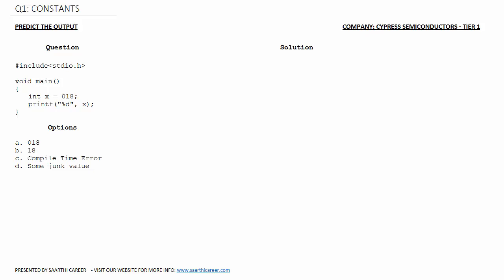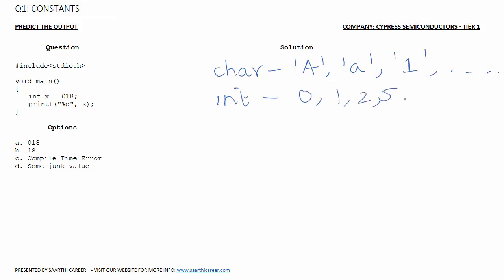Now to solve this question we have to go back to constants, the very basics of any programming language, and I'm sure most of you already know about it. Some of the different types of constants: we have character constants, which is nothing but capital A, small a, 1, and so on. Then we have integer constants, which is nothing but digits 0, 1, 2, 5, 10, 15, etc. We have float constants, which could be any floating point numbers, 5.23, 1.23, etc. And then we have hexadecimal constants.